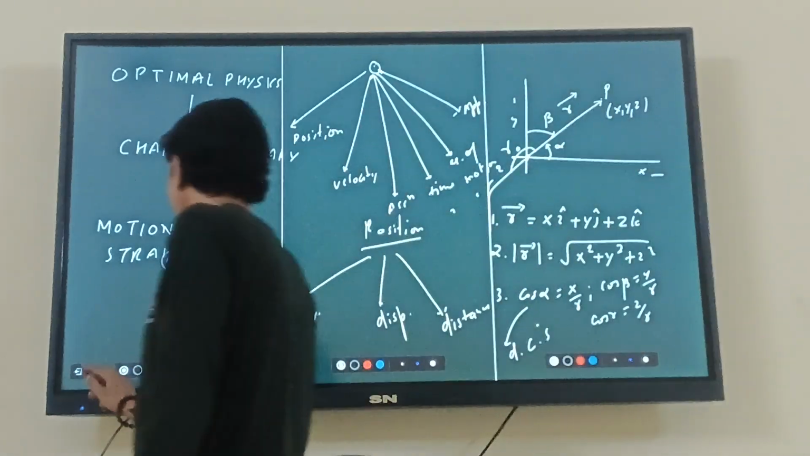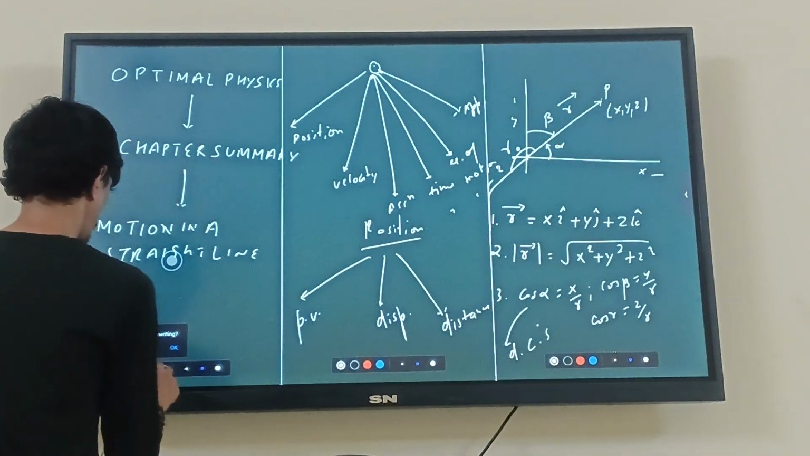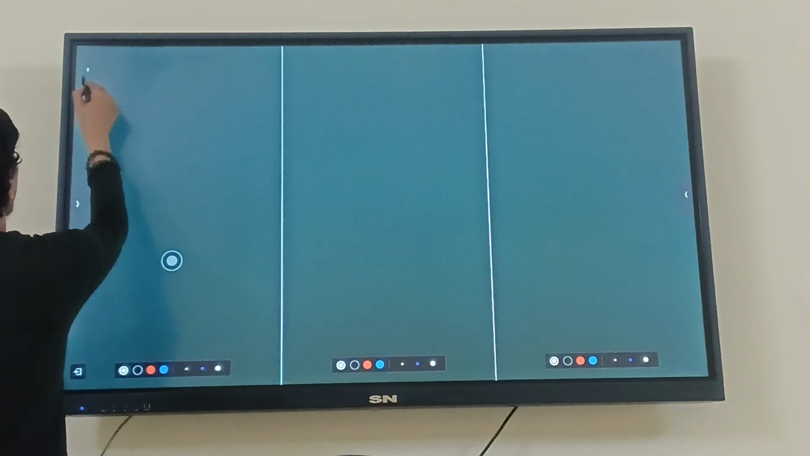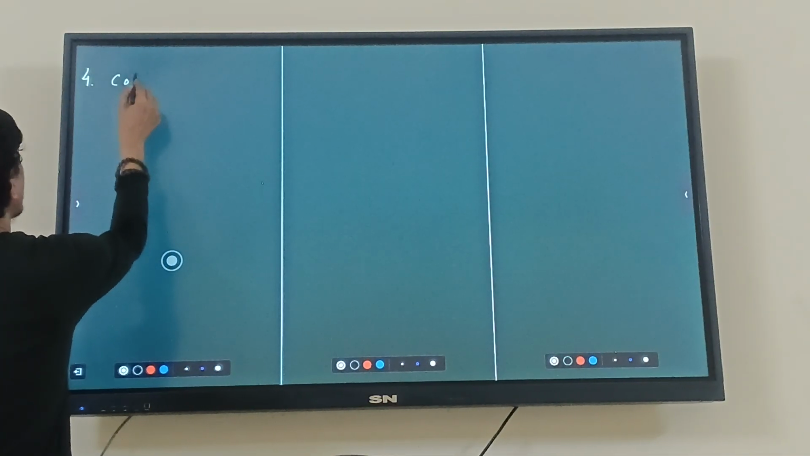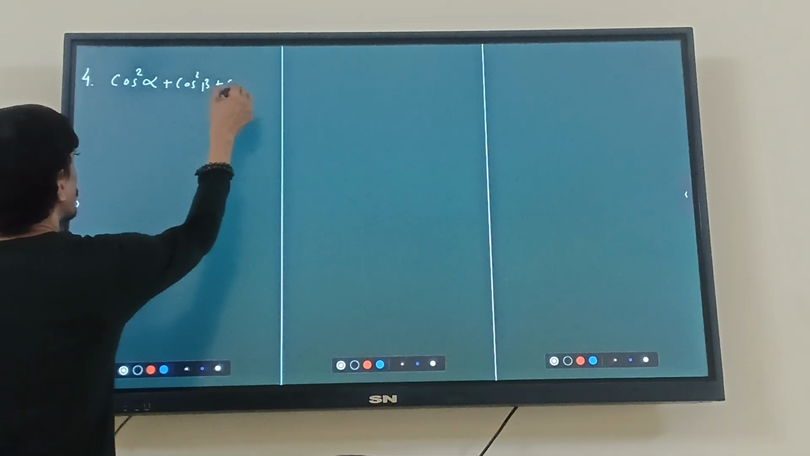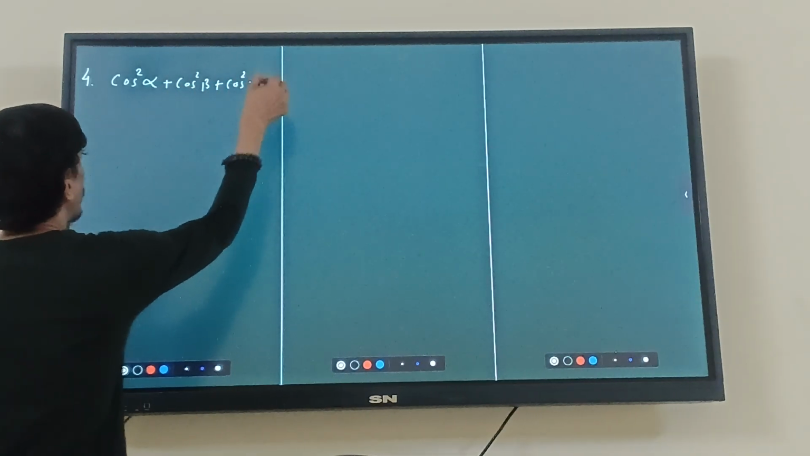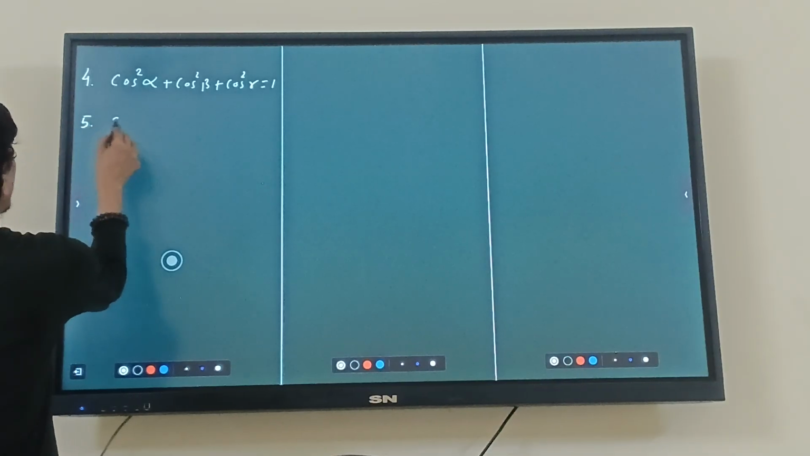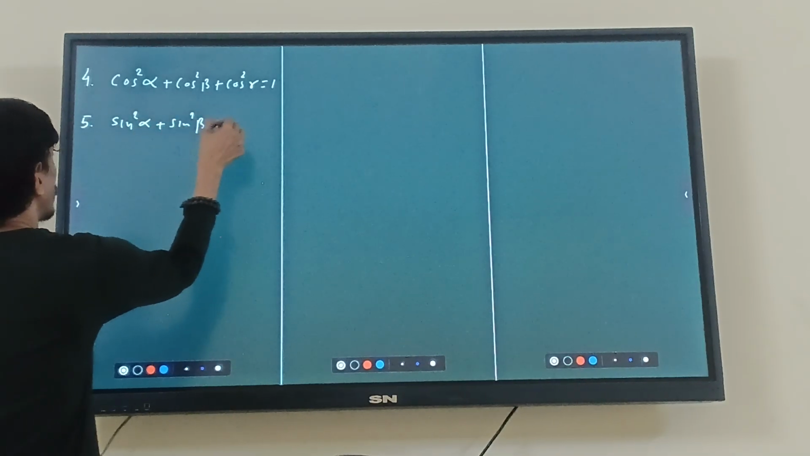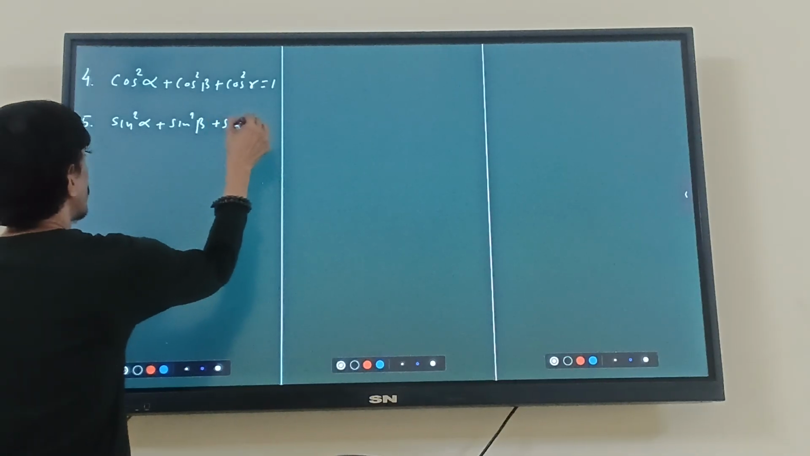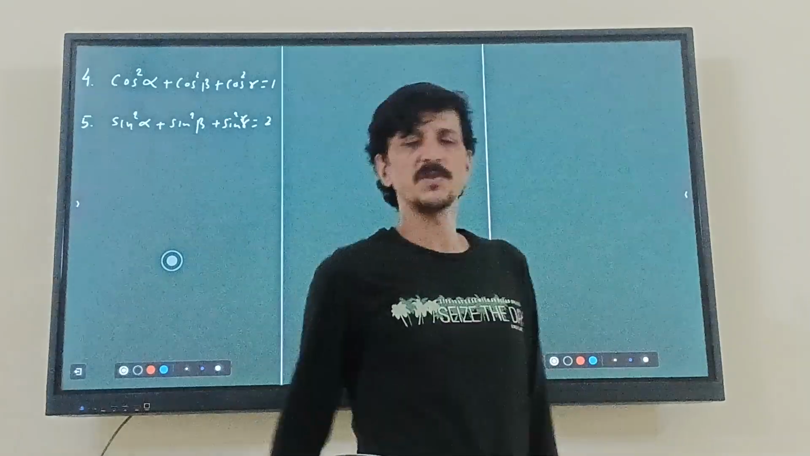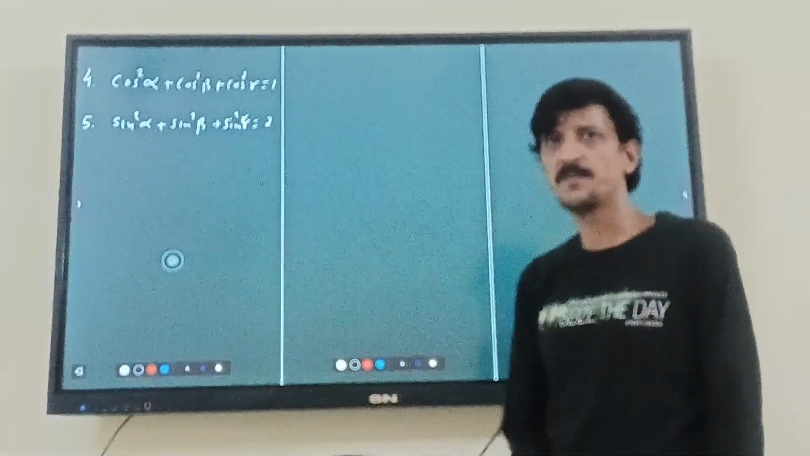Now let's move to the next thing. Now we have the fourth thing. If we square these terms, then cos square alpha plus cos square beta plus cos square gamma is equal to 1. And if we find sin square alpha plus sin square beta plus sin square gamma, that is equal to 2. All of these are the basic properties related to the position vector. So this is how we can analyze it.